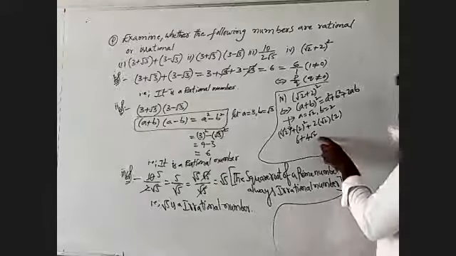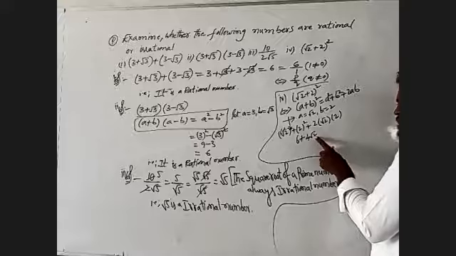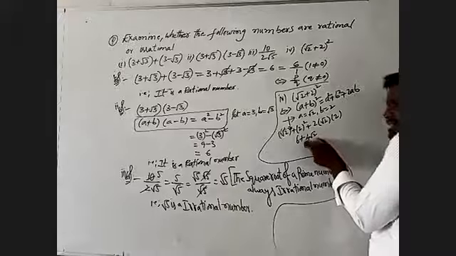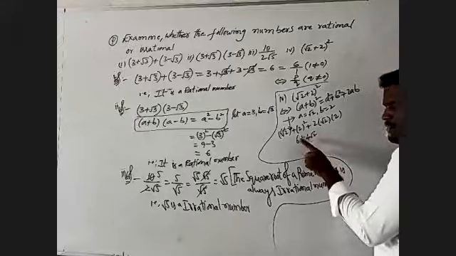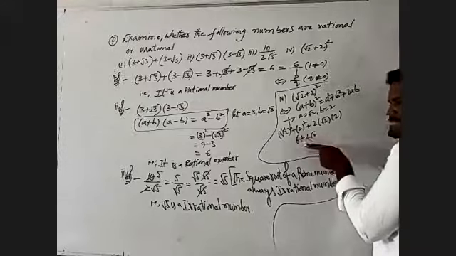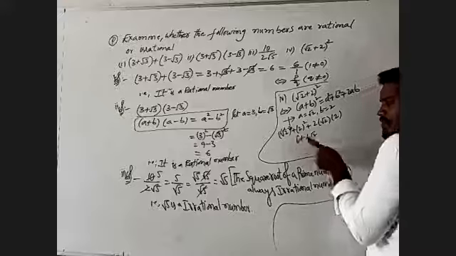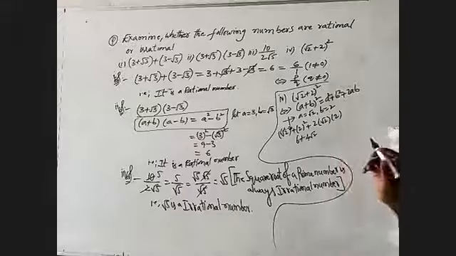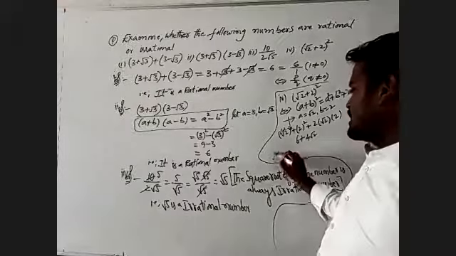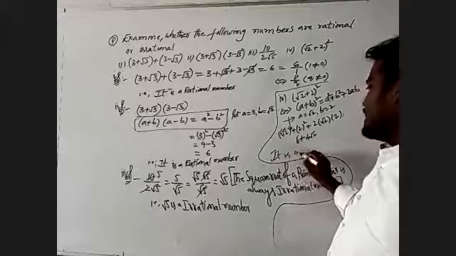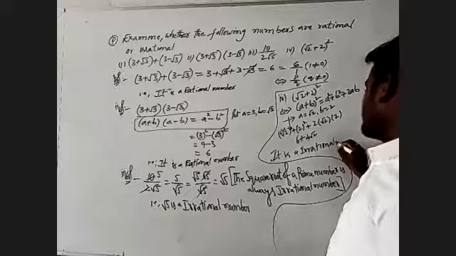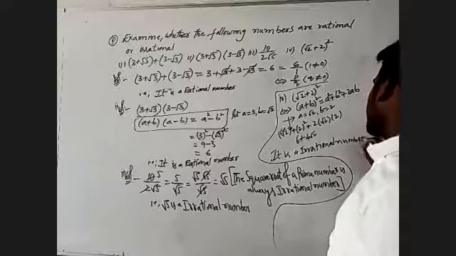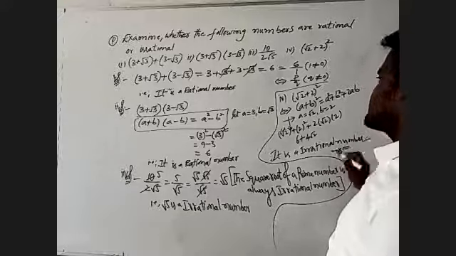Root 2 is an irrational number. The multiplication of a rational number with an irrational number is also an irrational number. The sum of a rational number and an irrational number must also be an irrational number. That means it is an irrational number. That is this problem.